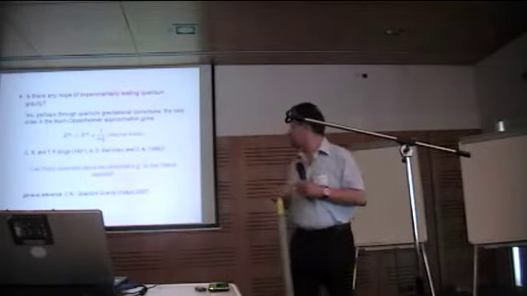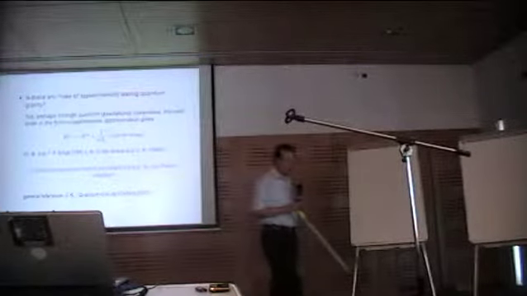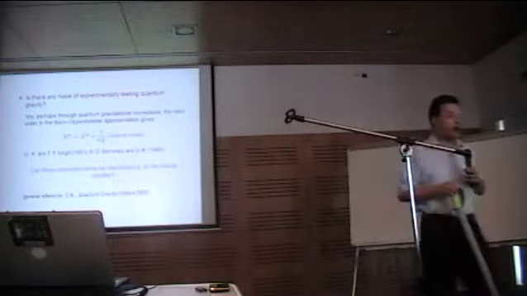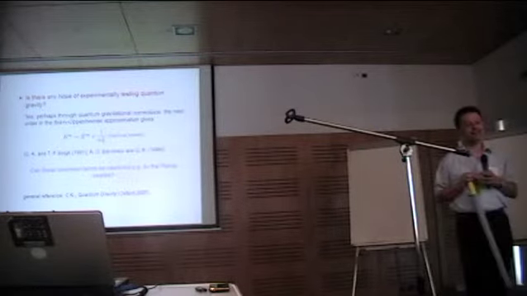My last slide: is there any hope of experimentally testing quantum gravity? I would say yes. After all, physics is an empirical science, and if there were no hope, I would not be interested in doing quantum gravity. But how? Perhaps first through quantum gravitational corrections, like the Lamb shift as the first step towards understanding quantum electrodynamics. For example, in this framework, in the Born-Oppenheimer approximation, you can have correction terms to the Schrödinger equation which go with 1 over Planck mass squared. Whether you can observe them in the near future or not, I cannot tell you, but certainly there is some hope concerning the observations of the Planck satellite.